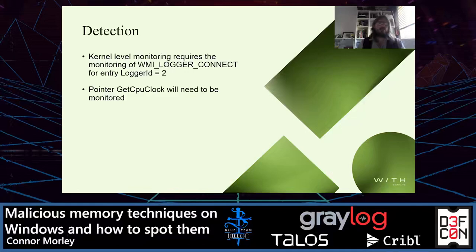Alternatively, at the kernel level, by using a kernel level driver with appropriate capabilities, you can monitor for the WMI Logger Context object instance with an entry logger ID 2 and check the GetCpuClock pointer against a known good, or simply check that it doesn't point somewhere it's not supposed to. By monitoring this, you can equally check for Infinity Hook and IPG.